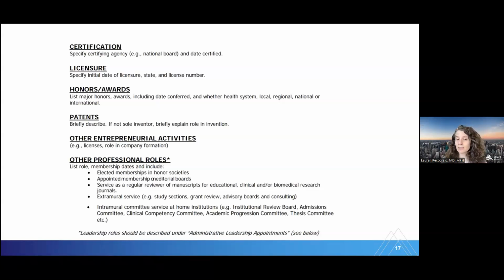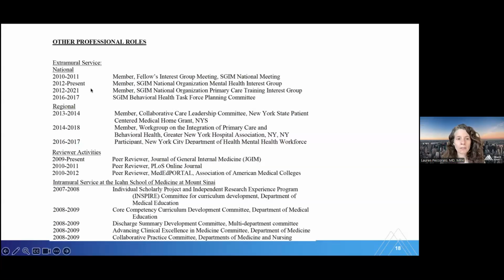And the reason is because there's another section, administrative leadership appointments, below that I'm going to talk about. And under that section, you're going to be a little bit more descriptive about what you did as a leader. Whereas in these professional roles, you're really just going to list them. They're not going to be as detailed. So here are some examples.